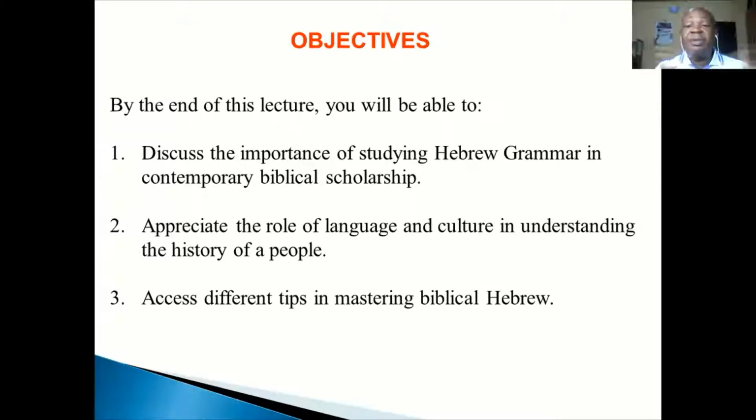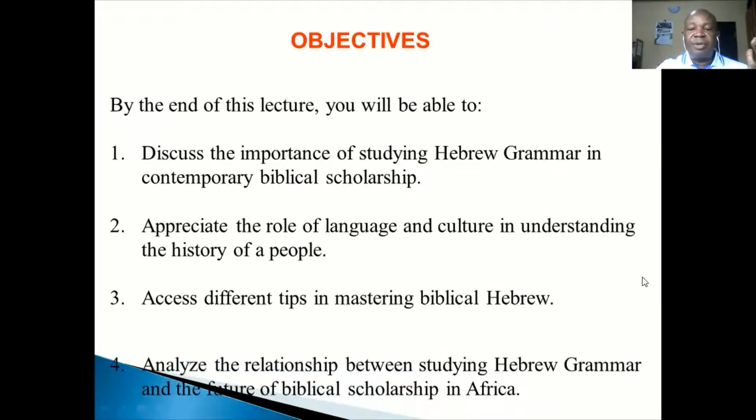Sometimes Hebrew happens like mathematics when you are attending it for the first time. Even before the lecturer comes, you have hated both the lecturer and the subject he is coming to teach. That is how a lot of people approach Hebrew. Before they enter into the class, they're already afraid. So from day one, they will hate both the subject and the lecturer. But I want to plead with you, don't hate me, don't hate the subject, because we'll share with you a few ideas on how to understand or master biblical Hebrew.